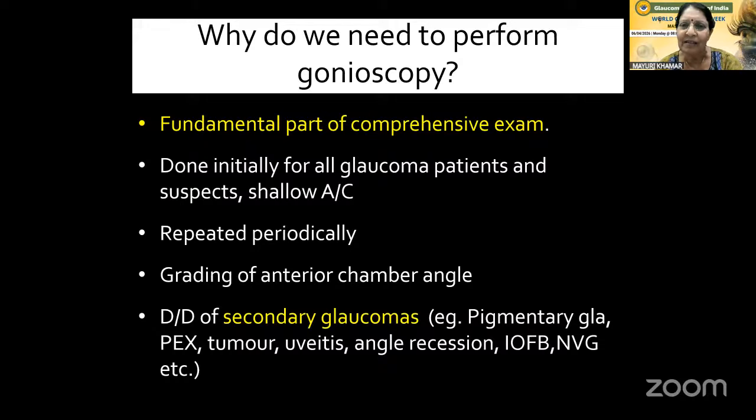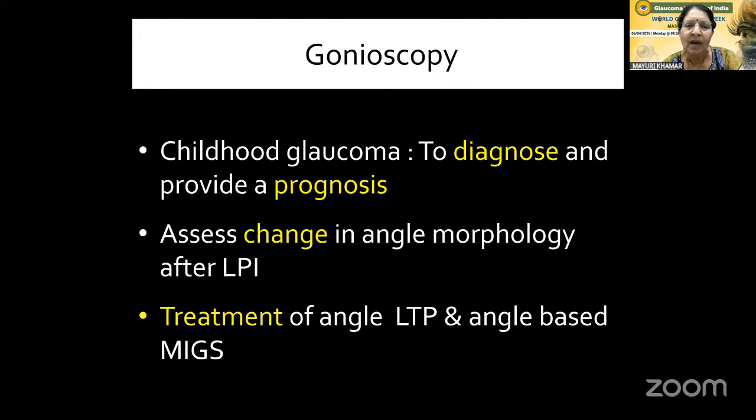I'm going to share my views on gonioscopy and anterior segment imaging for glaucoma diagnosis and management. Why should we do this gonioscopy? It's a fundamental part of the comprehensive examination done initially for all glaucoma patients, glaucoma suspects, or whosoever enters our OPD with a shallow anterior chamber. It requires repetition periodically, helps in grading the anterior chamber angle, but most importantly, helps us in differential diagnosis of secondary glaucomas. In childhood glaucoma, it is helpful in diagnosis as well as it provides a prognosis.